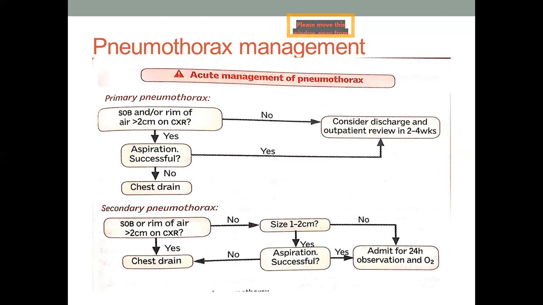If the patient improves with this aspiration, then he or she should be discharged. If aspiration was not successful, then chest intubation should be done. And the chest tube should be passed in the safety triangle.